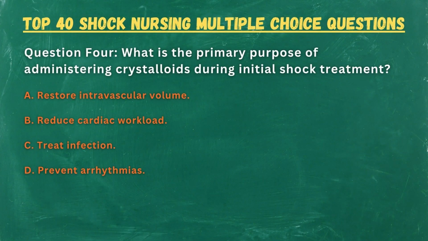Question 4. What is the primary purpose of administering crystalloids during initial shock treatment? A. Restore intravascular volume. B. Reduce cardiac workload. C. Treat infection. D. Prevent arrhythmias. Answer. A. Restore intravascular volume.